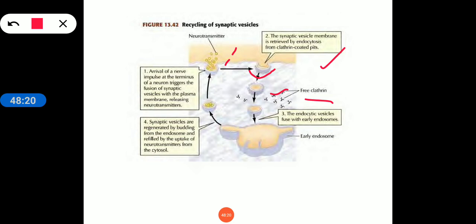Now what is present is the endocytic vesicles, and these endocytic vesicles fuse with early endosomes. After fusing with early endosomes, the synaptic vesicles are regenerated by budding from the endosome, and they are refilled by uptake of neurotransmitter from the cytosol. So this synaptic vesicle fused with the early endosome, and from the early endosome these synaptic vesicles budded again, and they are reused for the release of neurotransmitters in the synaptic cleft.